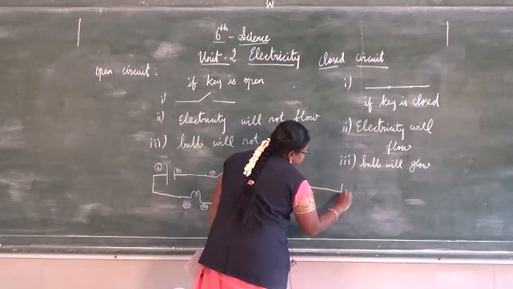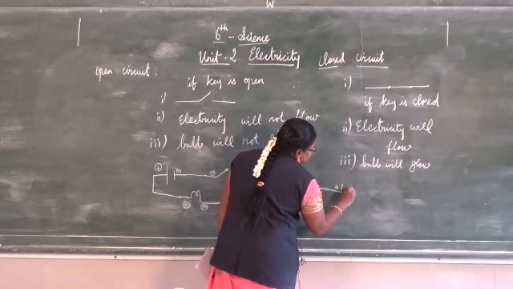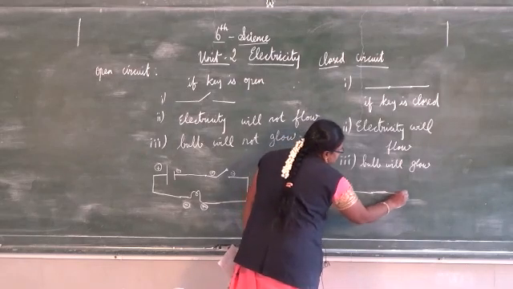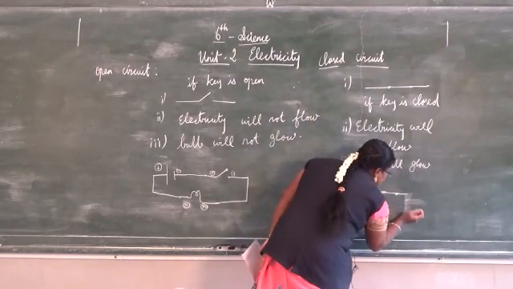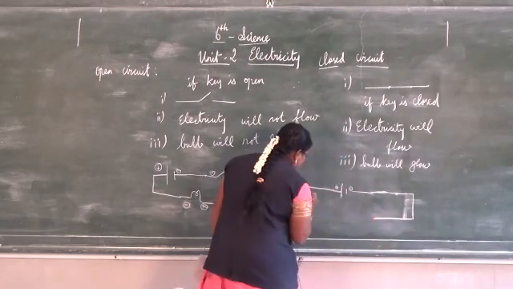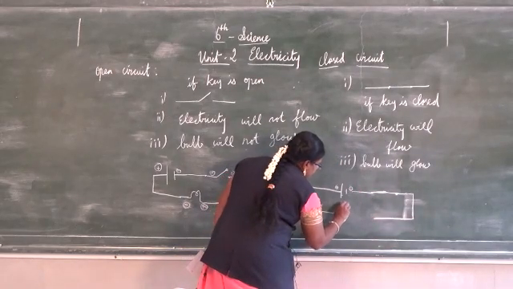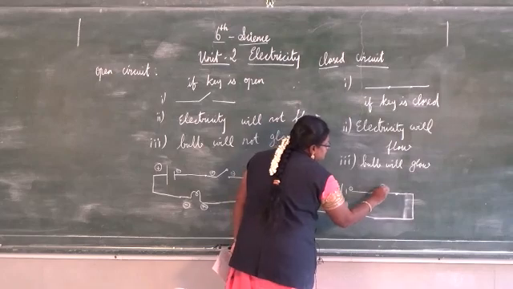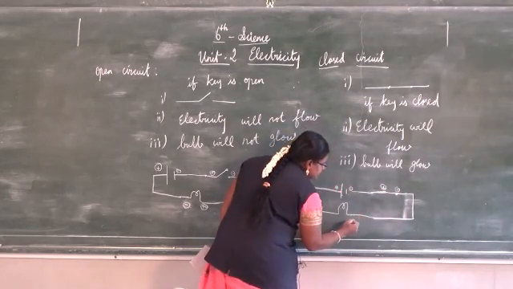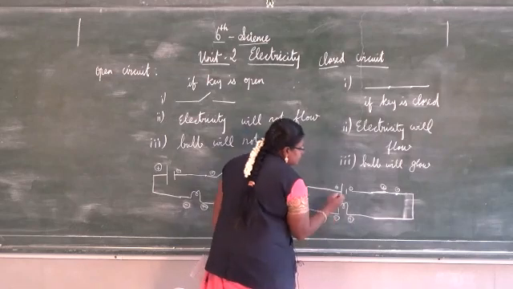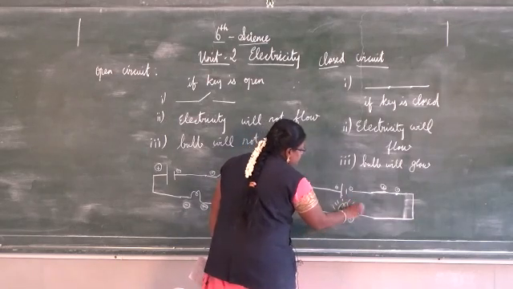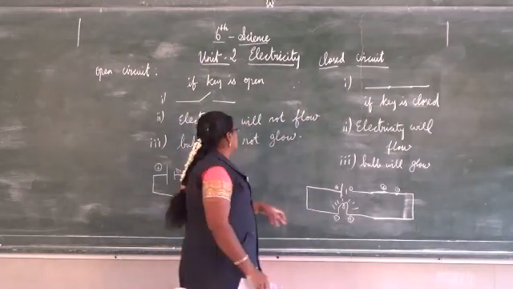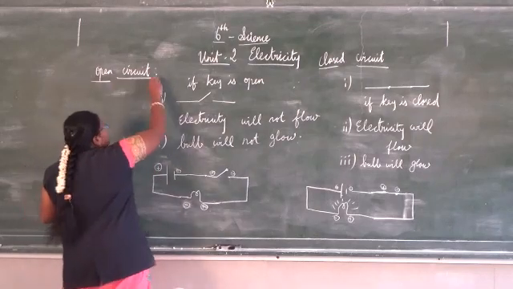How will the diagram for this be? Again a cell: longer stroke, small one. So positive, negative. It is connected to the switch, or a key. Here the bulb is connected. Here positive, negative, again positive, negative, then the bulb. Here we will get positive, negative. So the bulb will glow. This is the closed circuit diagram. Understand, children? So there is open circuit and closed circuit.